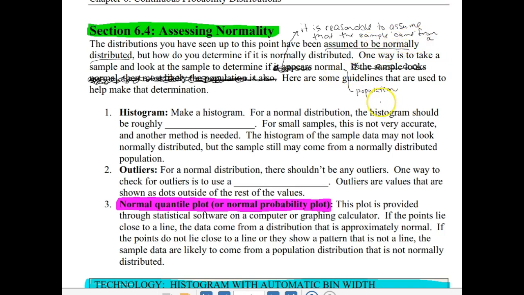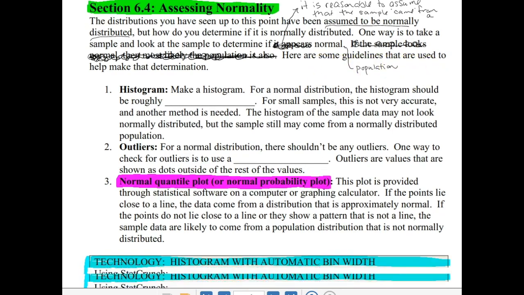So again, we're kind of heading into inferences here. We're taking what we saw in the sample data to try to draw an inference about the larger group or the entire population. So how do we do that? Here are some guidelines that are used to help make this determination.